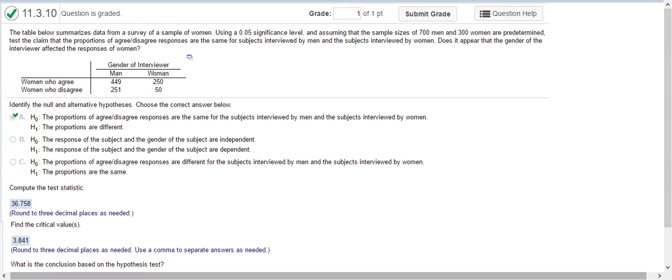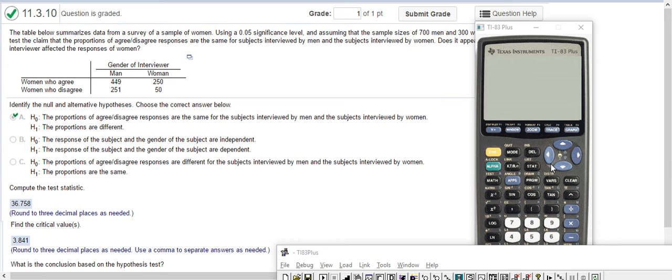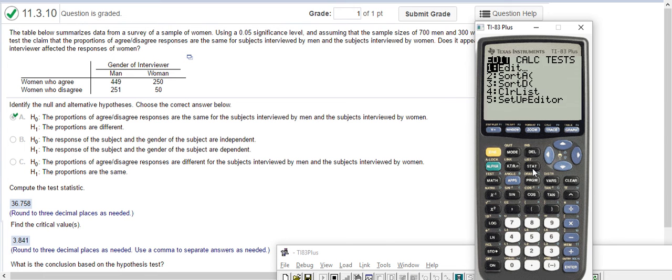Now that we've got our data entered, let's calculate this. We're going to do stat, go over to test, and do a chi-squared test. We have to go way down. There's chi-squared. Our observed is already in matrix A. Our expected, it will calculate that for us, so we just leave that alone. We don't have to enter matrix B. If you look in the book, you do need to calculate the second matrix B if you're doing this by hand. With this calculator, it figures out B for you. All you have to do is hit calculate, and you get your test statistic, 36.758.